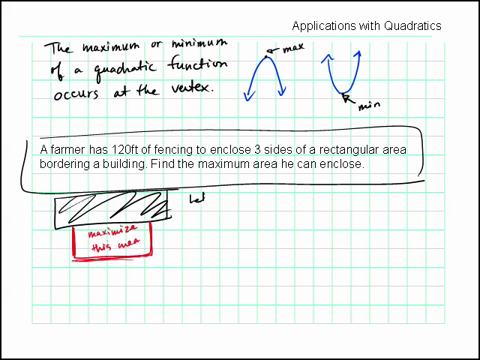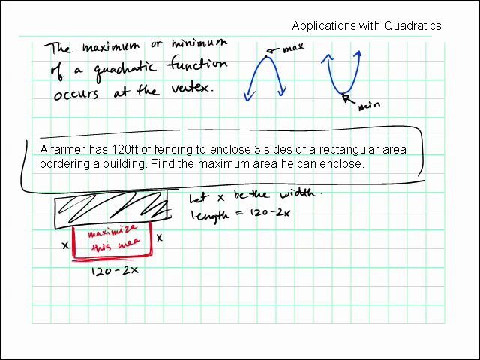Now let's let x be the width of the rectangle. So that would go there and there. Since I have 120 feet of fencing to work with, if I use x feet on one side and x feet on the other, the amount of fencing which I have left for the length here would be 120 minus 2 x's. So the length is then 120 minus 2x.